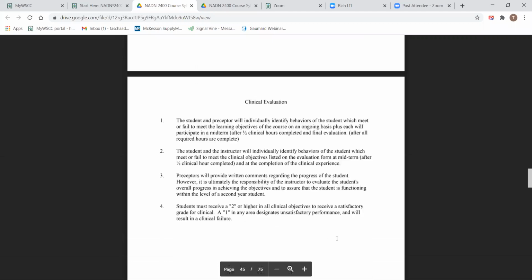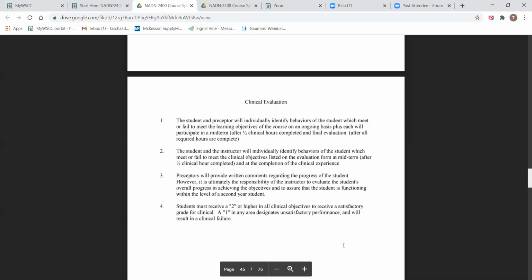Your clinical evaluation is pretty much the same as always, except you will have to know, this will be individualized. So when half of your time is completed, you will complete your midterm evaluation. So after 60 hours, you'll complete your midterm evaluation. And then after your hours are completed, you will complete your final evaluation. Making sure that you are receiving a 2 or greater, because receiving a 1 in any area, that's unsatisfactory and you will fail the clinical. Okay, you will be doing this clinical evaluation with your preceptor.